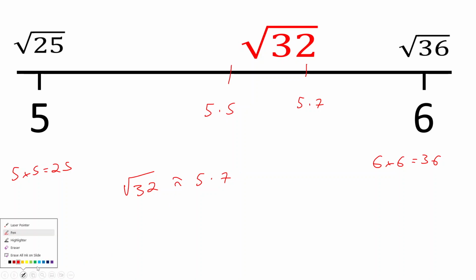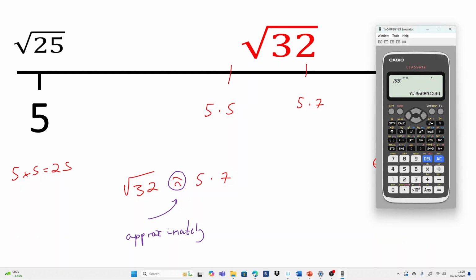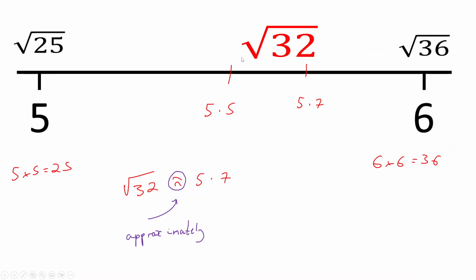And just so that we're really clear on this, this sign here means approximately. And again, we can check with our calculator, is that a pretty good estimation? Yes, I've said 5.7. If you round it to 1 decimal place, 5.7 is what we get. So we can use our number line to help us get to what we need.